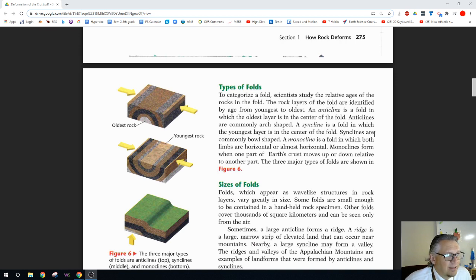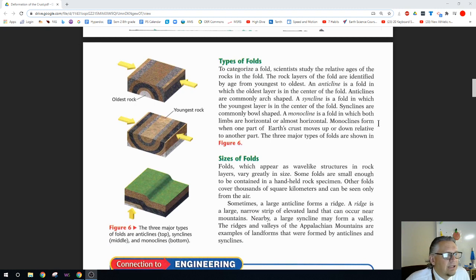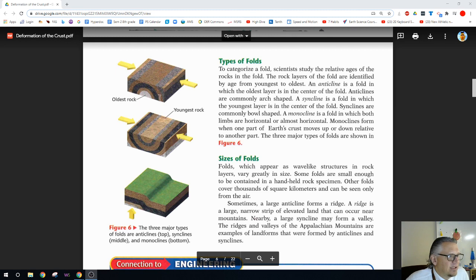Synclines are commonly bowl-shaped. A monocline is a fold in which both limbs are horizontal or almost horizontal. Monoclines form when one part of the Earth's crust moves up or down relative to the other part. The three major types of folds are shown in figure 6. This here is an anticline, this is a syncline, this is a monocline.